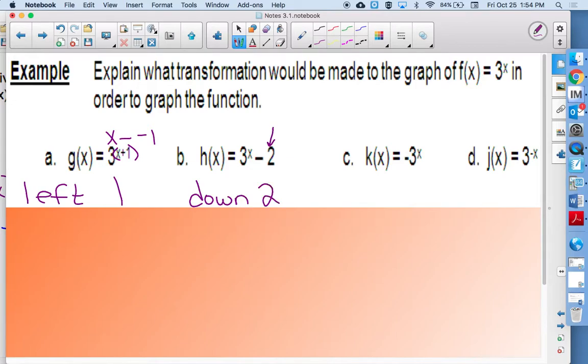Skip letter C and look at letter D because this is the one we graphed on the other side. What happened to that graph, Odette?